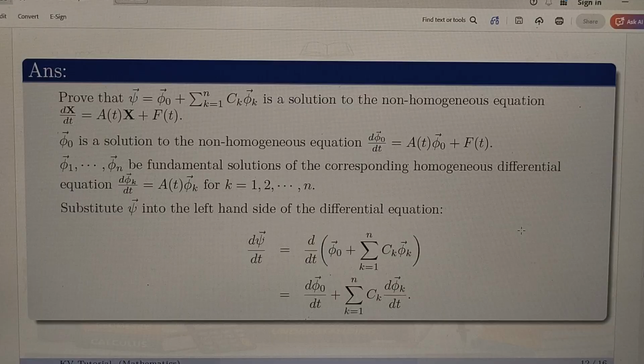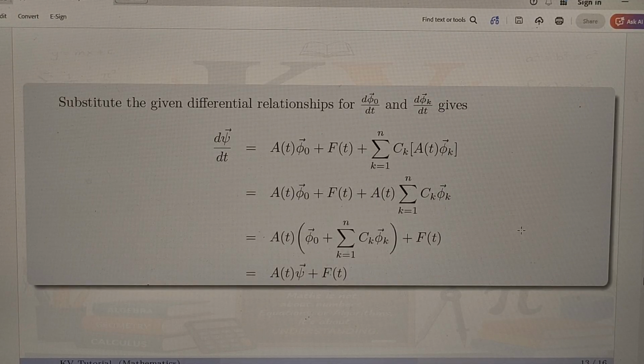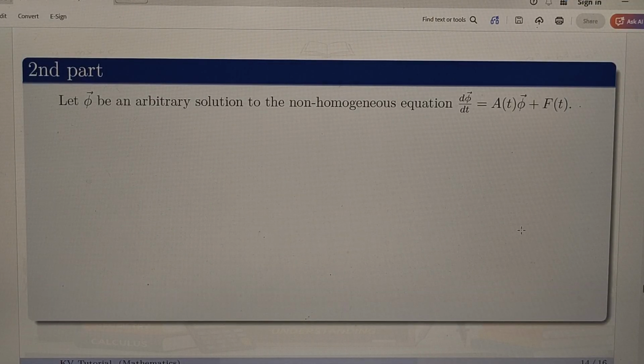Okay, so substituting this ψ into the left hand side of the non-homogeneous differential equation, we get dψ/dt equal to dφ0/dt plus summation ck dφk/dt, using the linearity property of the differential operator. So substituting the results for dφ0/dt and dφk/dt into the above equation, we get dψ/dt equal to A(t)φ0 plus f(t) plus summation ck A(t)φk. So now taking A(t) common, we get A(t) into [φ0 plus summation ck φk] plus f(t). Therefore, dψ/dt equal to A(t)ψ plus f(t). That means ψ(t) is a solution of the system.